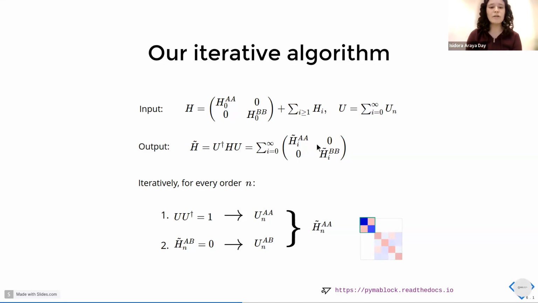And so the algorithm has two requirements. First, the transformation needs to be unitary, and then at every order, the off-diagonal block needs to vanish. And that sets components of the unitary matrix at every order, so that order by order, we can figure out what the effective Hamiltonian will be.